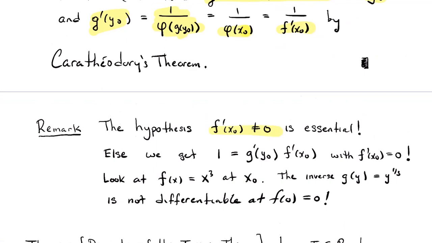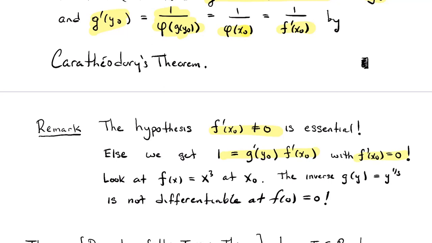Because if you look at the conclusion of the theorem, another way to think about it is this: when we write that g prime is 1 over f prime, that means their product is 1. So if f prime of x were 0, that seems to be a problem. I don't understand how 0 times this derivative of g could be 1. So that hypothesis is absolutely crucial.